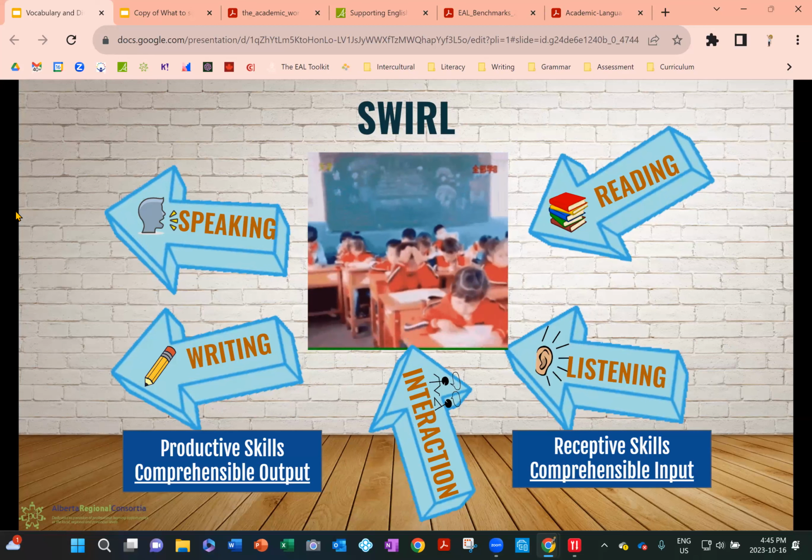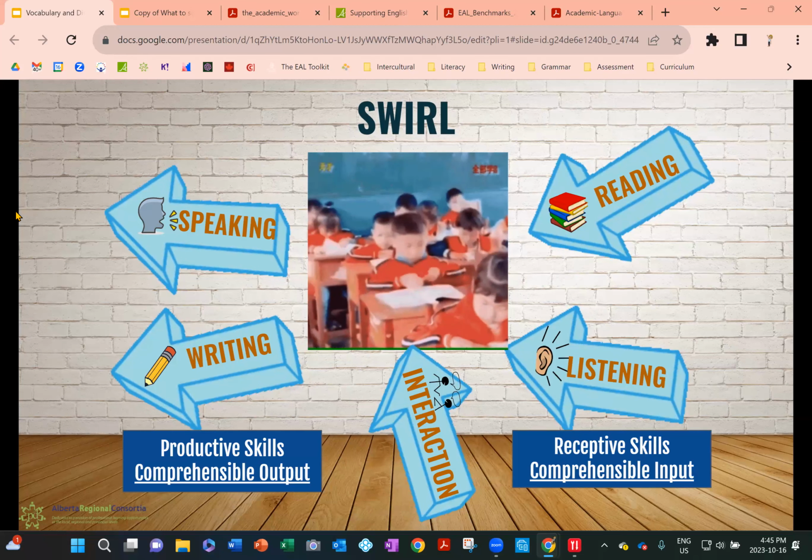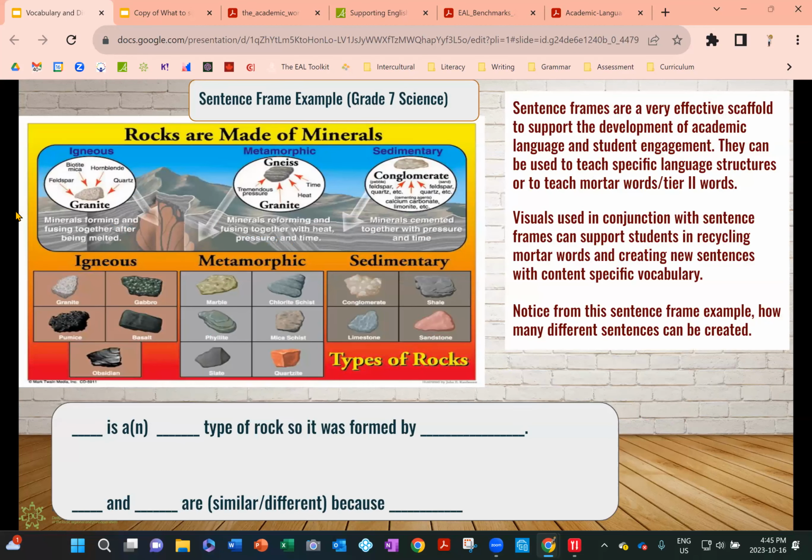So we want that full interaction with all of those pieces. And full interaction is, again, adding that visual, providing a sentence frame, and then having them interact, share those sentences with their peers. So you could see from this visual, and having two different sentence frames, you could come up with so many different sentences, right?